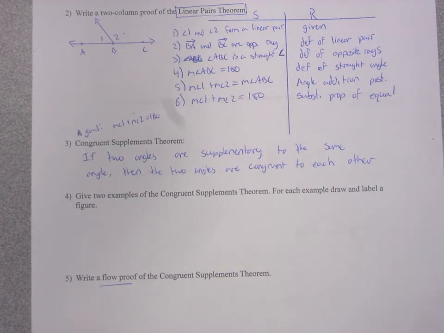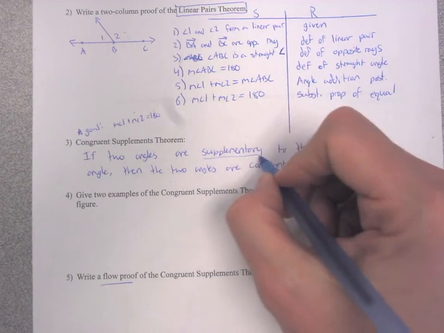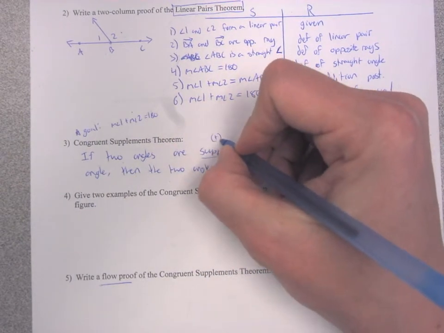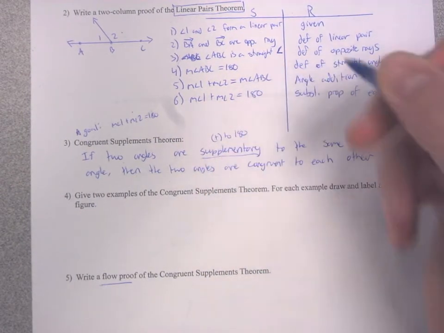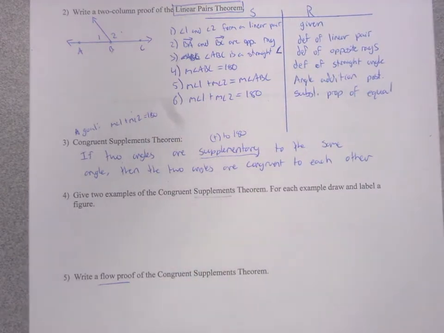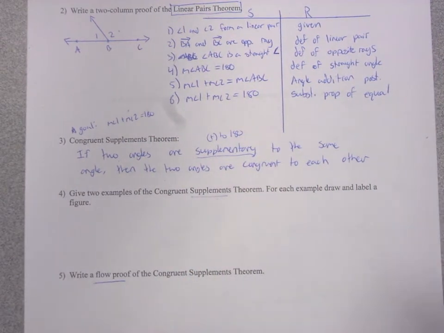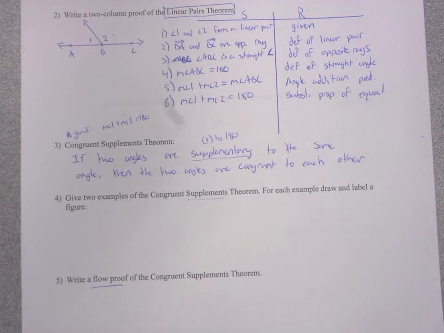Now, in order to just understand that, in number 4, I asked you to give examples of what that's saying. So I gave a couple examples in class. Actually, I gave one, and then everybody else came up with another one. So let me show you what I'm talking about. Supplements or supplementary means they add to 180. Okay, so supplements are two angles that add up to 180. They're basically just supplementary angles. So you could call this the congruent supplementary angles theorem, but this is easier.